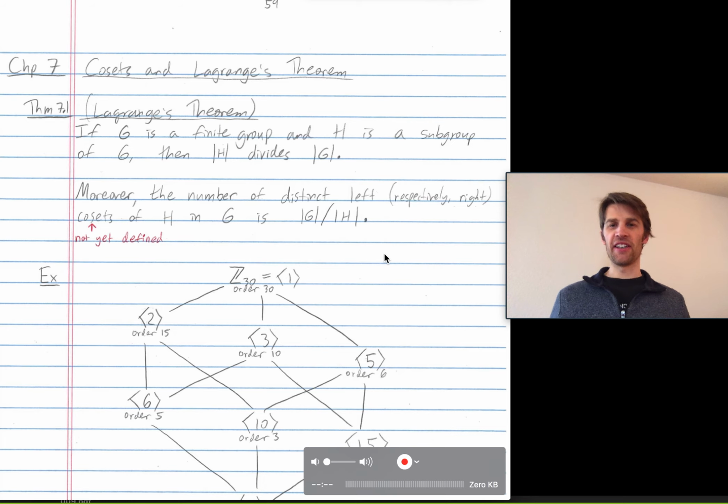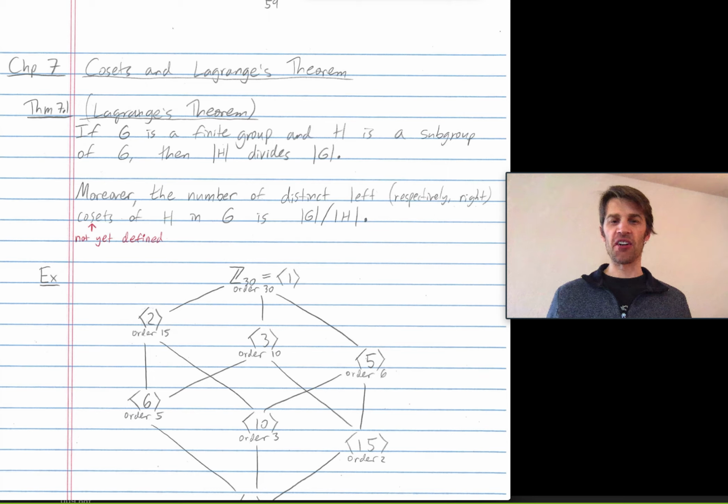Hello, everybody. I wanted to talk about cosets and Lagrange's theorem. Lagrange's theorem is a very important result in basic group theory, and cosets are the tool that we'll use to prove Lagrange's theorem. And cosets will also appear quite a bit later on in this class. They'll appear when we talk about quotient groups, for example.